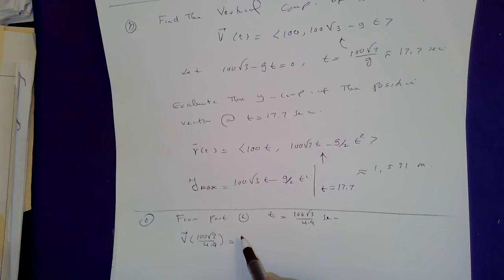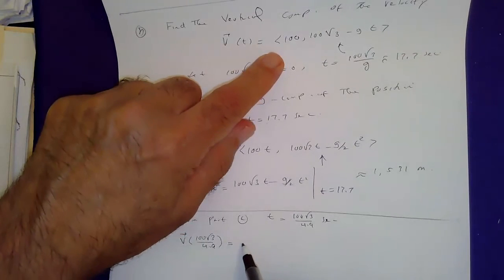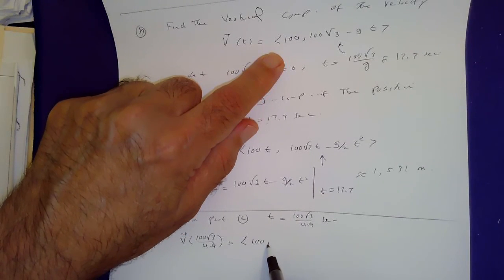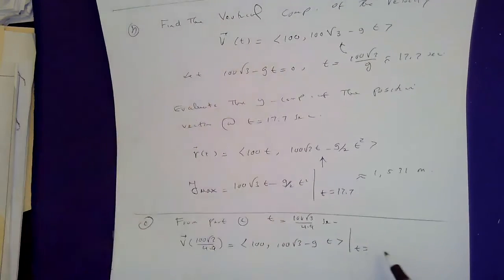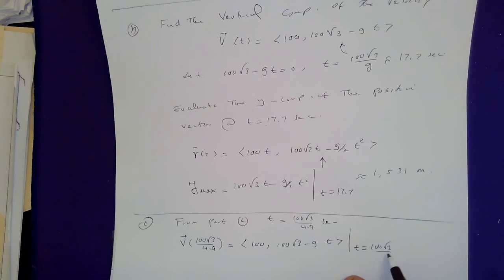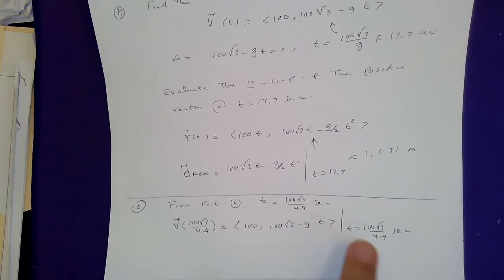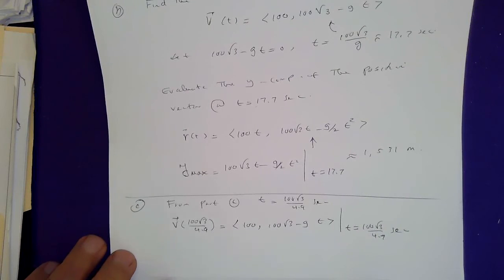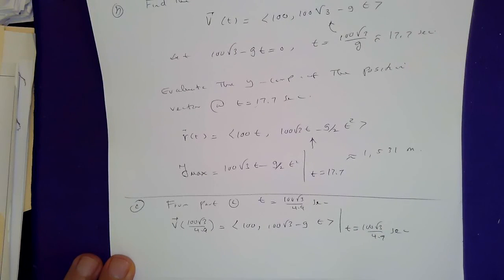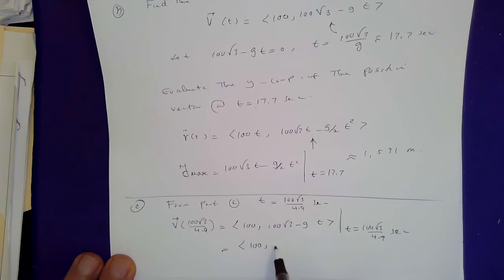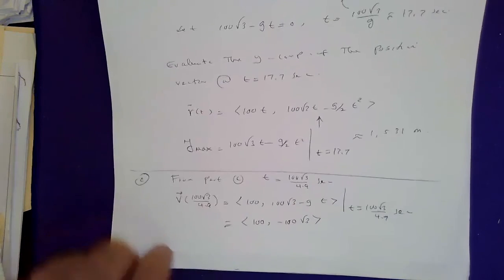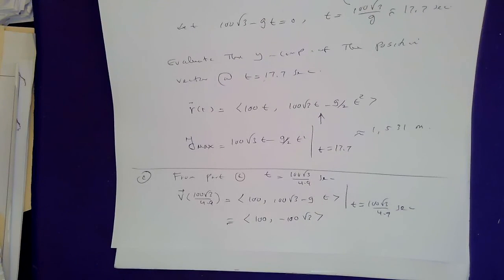What was the velocity? You remember the velocity was this guy, which is (100, 100√3 − gt). Evaluate this at t equals 100√3 over 4.9 seconds. Go back here and replace this t with this many seconds, and you're going to end up with (100, −100√3). So the x and y components come up to nice numbers.